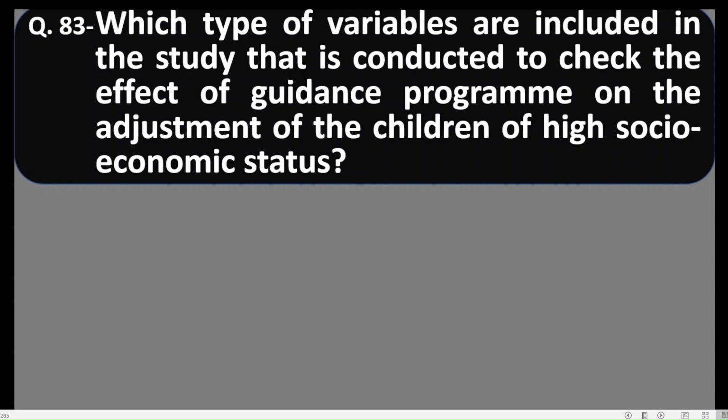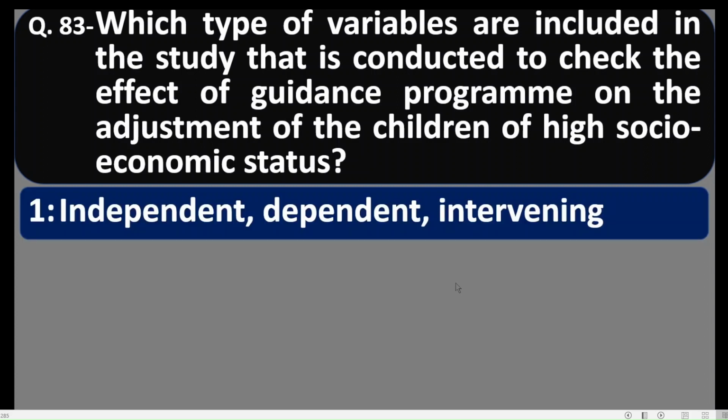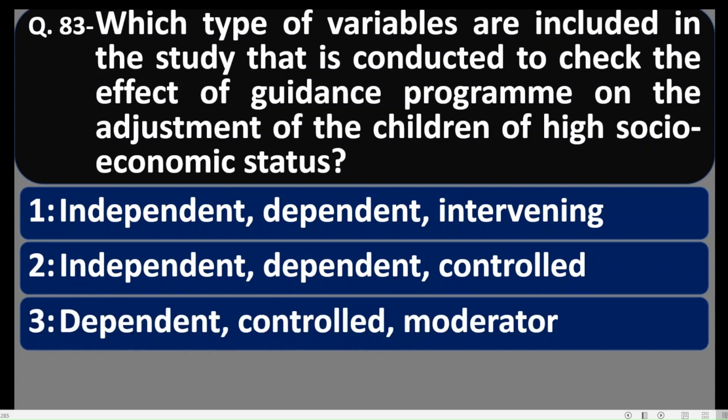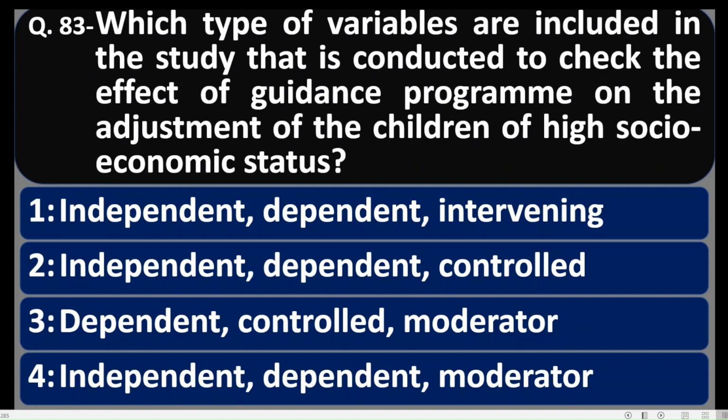And the children belong to only high socio-economic status. We have to keep this in mind. Now let us check the options. Number 1, independent, dependent, and intervening. Number 2, independent, dependent, and controlled variables. Number 3, dependent, controlled, and moderator variables. Number 4, independent, dependent, and moderator variables.